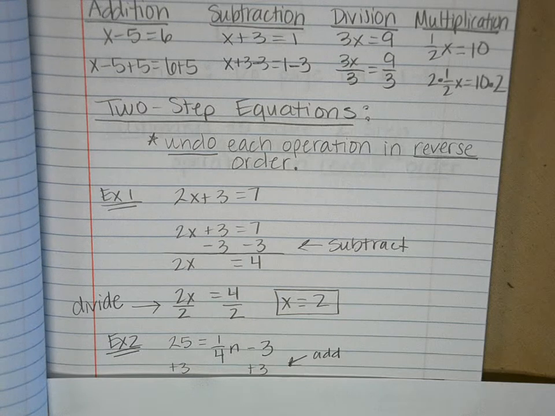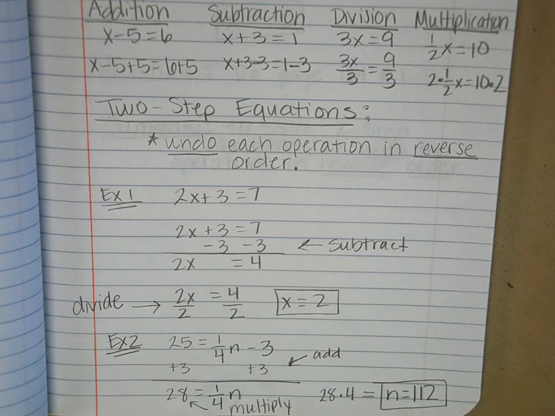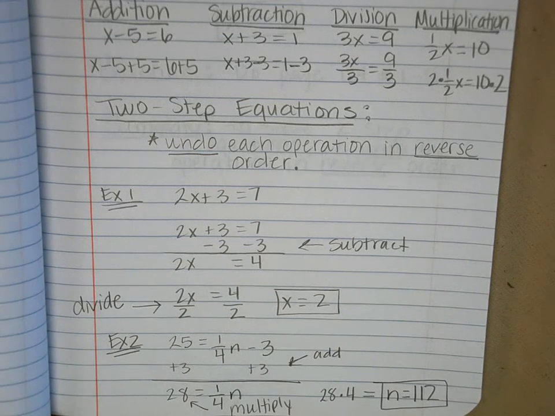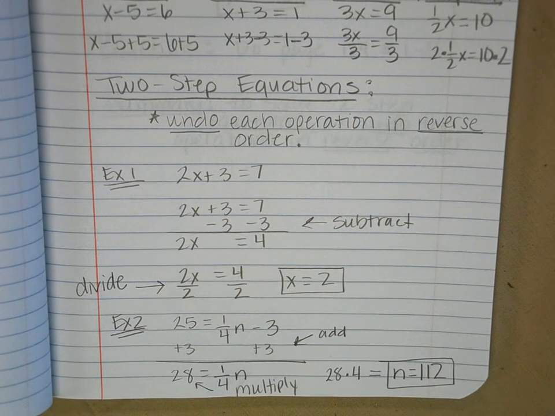Should I divide or multiply? Multiply by the reciprocal, which is 4. Okay, so I get 28, and then I multiply by 4, which is n equals 112.